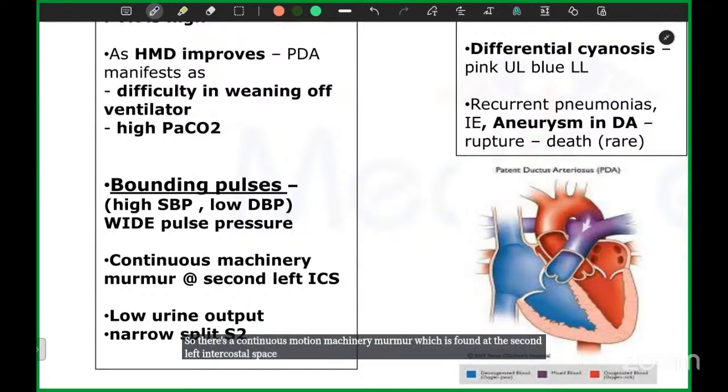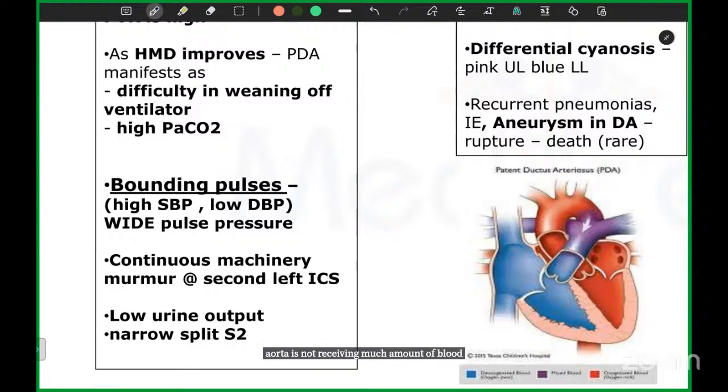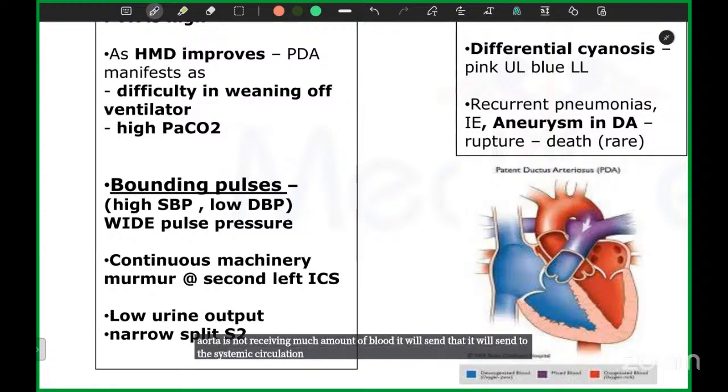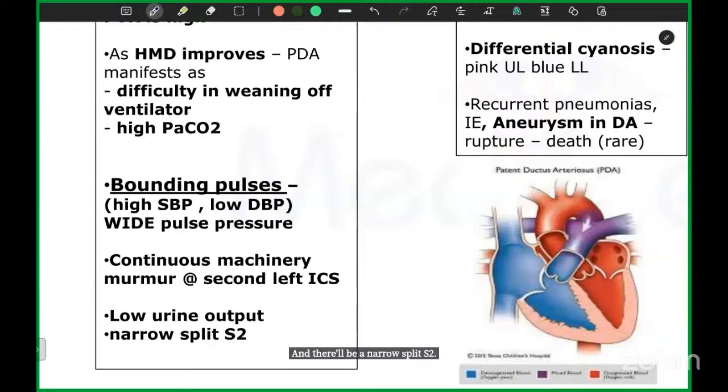There will be a low urine output, and why low urine output? Because the aorta is not receiving much blood that it will send to the systemic circulation. So the major organs like the kidneys and the mesenteric areas will be deprived of blood, and there'll be a narrow split S2. A2P2 is what we call S2.